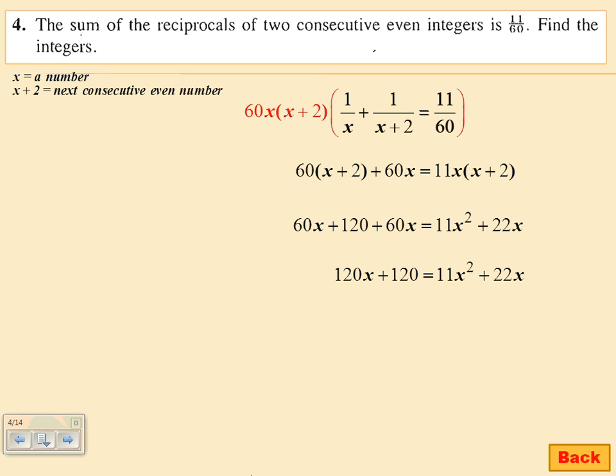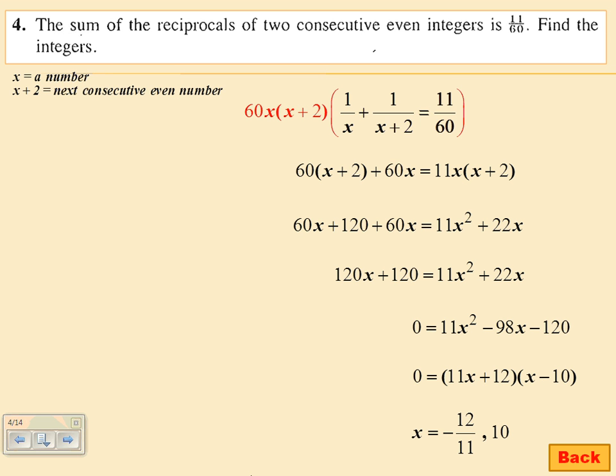Since the x squared is on the right-hand side, I want to scoot everything to the right-hand side. So as a result, I get 0 equals 11x squared minus 98x minus 120. This does factor out to 11x plus 12 times x minus 10. X then equals negative 12 over 11 and 10.